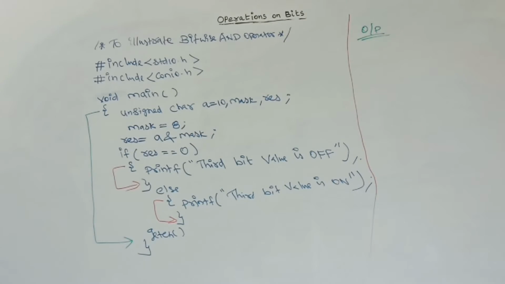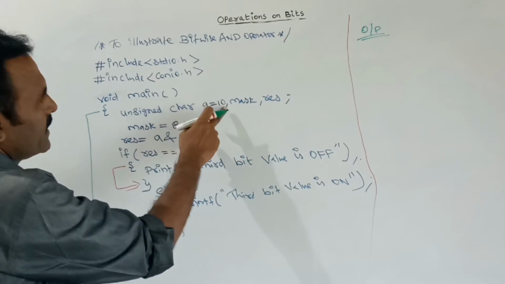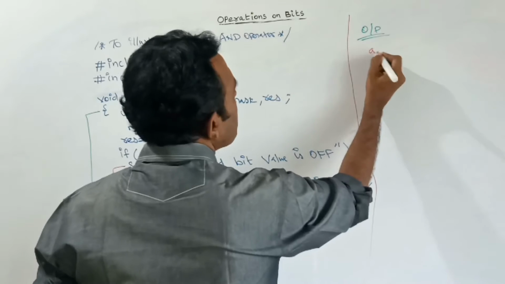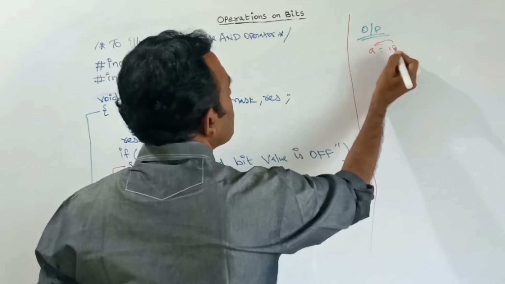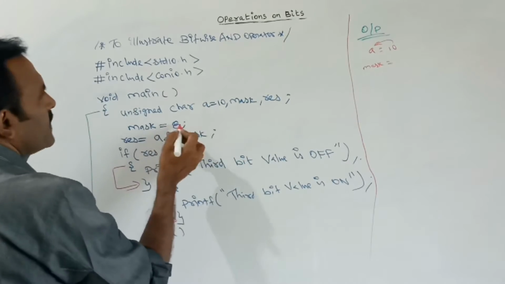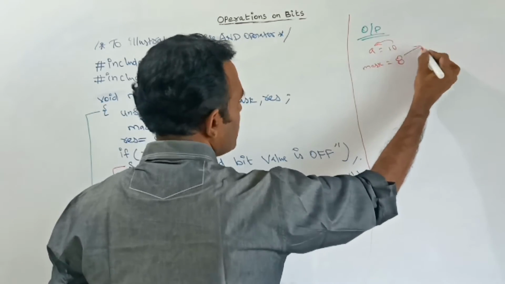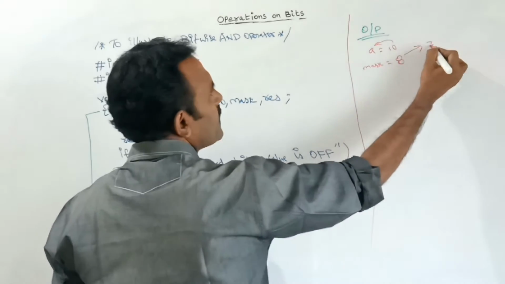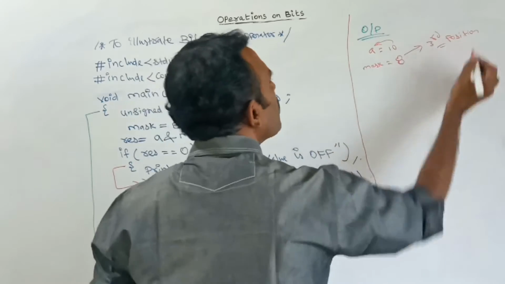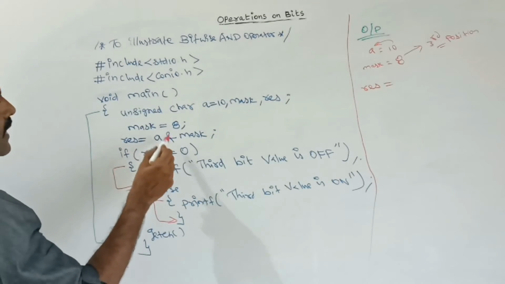While running this program, at the start I had given the constant value A is equal to 10. So here A is equal to 10. Next, mask value I had given as 8, because this decimal value denotes finding the third position. What is the value of RES here? A and mask.